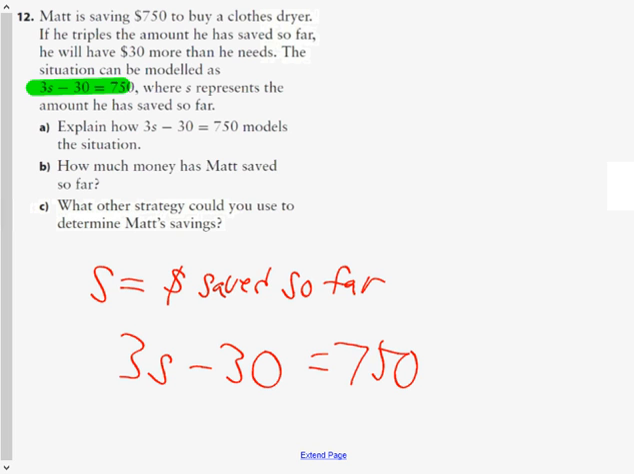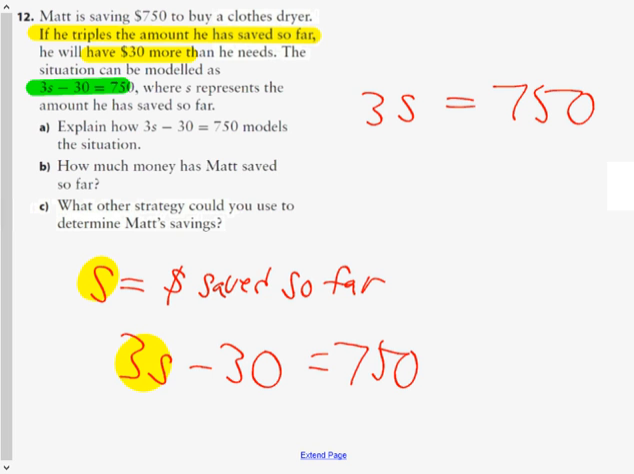The reason for that is right here. If he triples the amount of money he has saved so far. So if S is the amount of money he saved so far, how do I express tripling it algebraically? The reason we're multiplying it by 3 is because he triples the amount of money he saved so far. That's why the coefficient of 3 exists. But if he does that, he will have $30 more than he needs, because he needs 750 bucks. So if I put 3S equals 750, is that true? No, because if you triple his money, he will have $30 more than he needs.